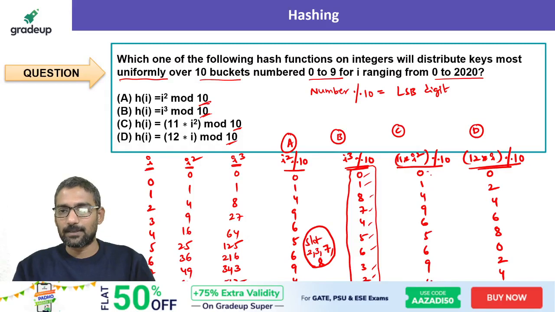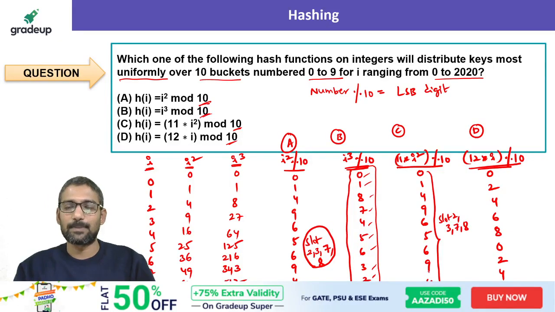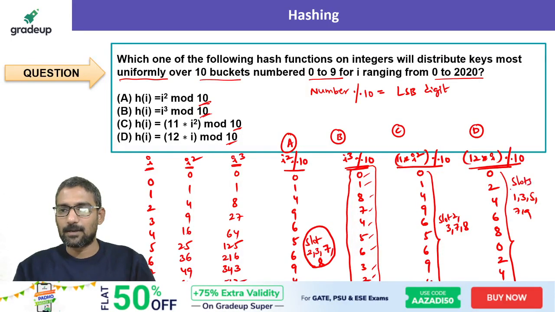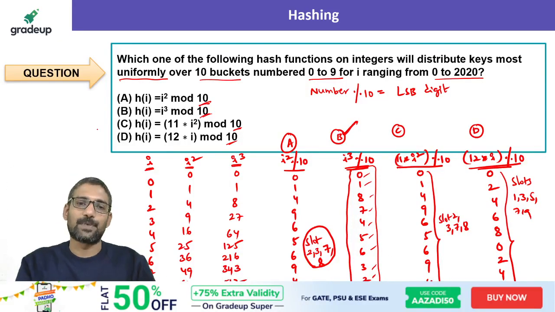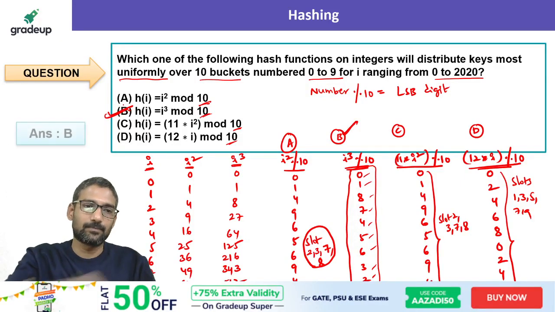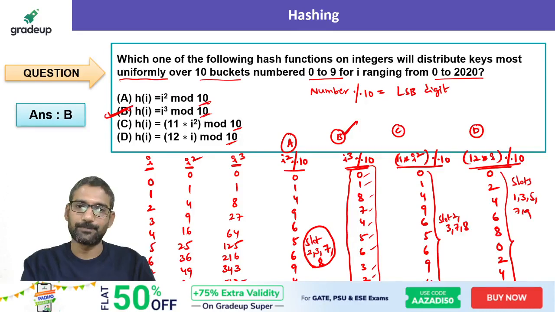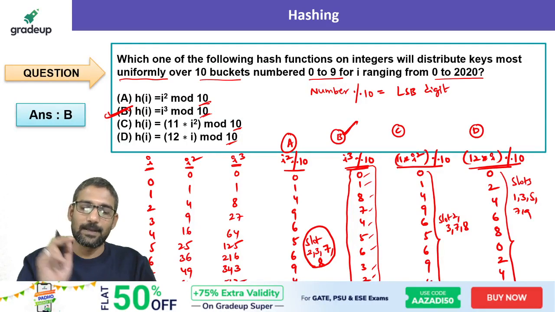For 11 i square, here you see you don't find slot number 2, 3, 7, 8. Means in these buckets you are not placing any value. Here you see you are having all even numbers. That means slots 1, 3, 5, 7, 9 are not there. So it's not a uniform distribution. Which is uniform distribution? Option B. Understood? Next question.